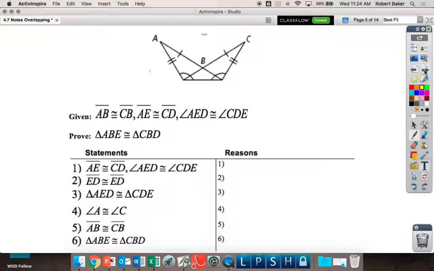But if I look at this triangle and this triangle, there is a way to directly skip to a congruency statement. Let's explore that through what the proof says.